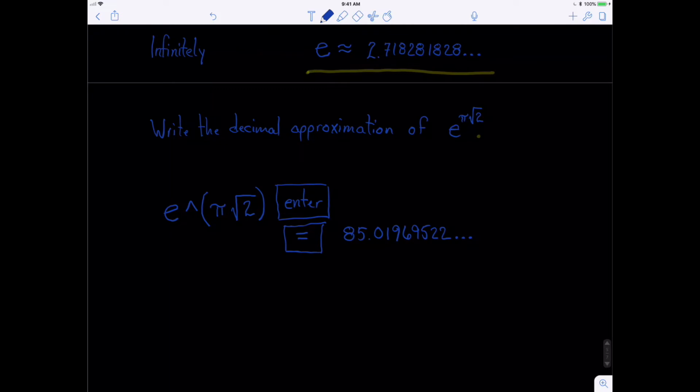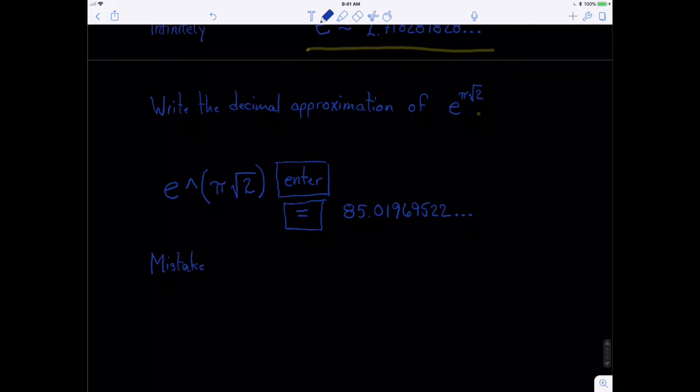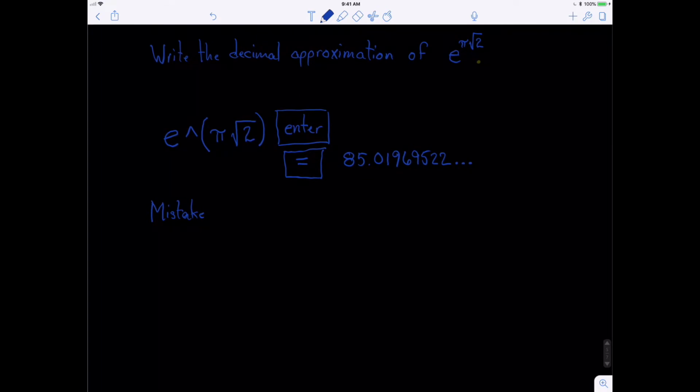So I want to make a mistake. Let's make a mistake, and I want you to see why. Let's try this in our calculators. Let's type E raised to the pi square root of 2. Now I'm already telling you it's a mistake, but it's going to give us a real value. And the question is why? Why are these different? So let's try this one now.